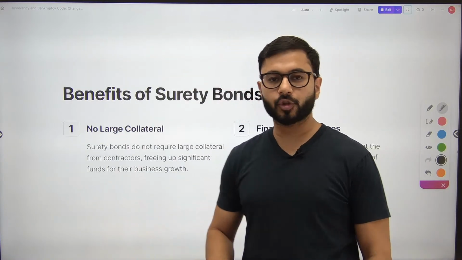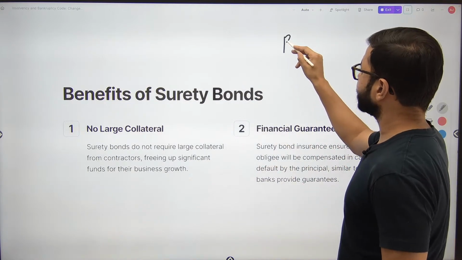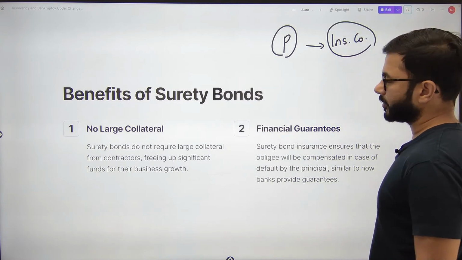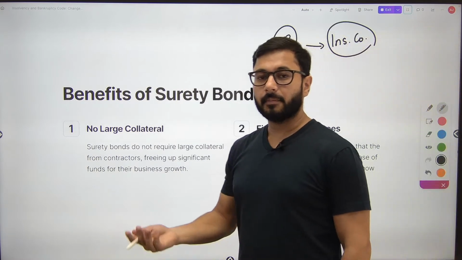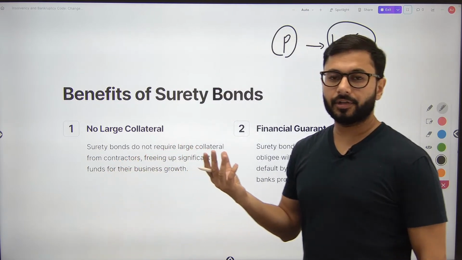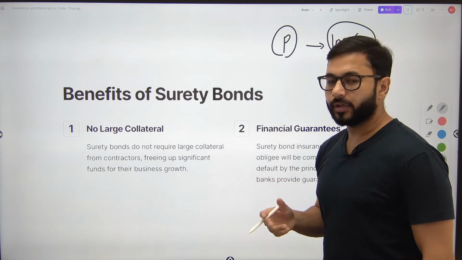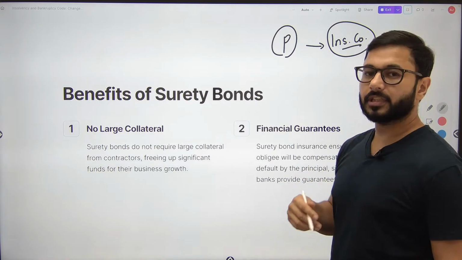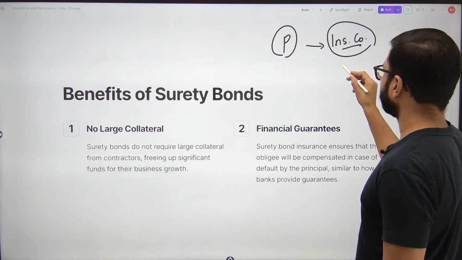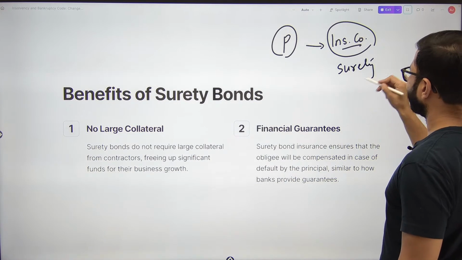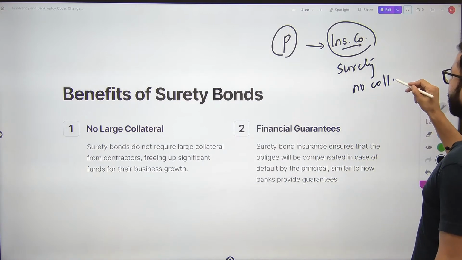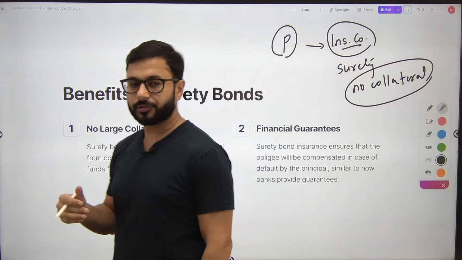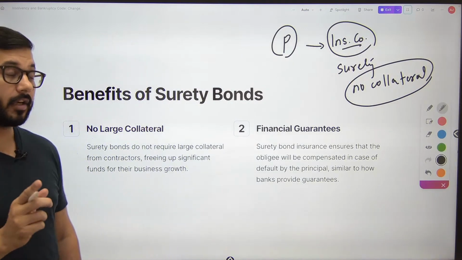आगे आते हैं. Benefits of surety bonds. Now you might ask, why is this principal going to the insurance company and not to the bank for this surety? They can also go to the bank, borrow this money and get surety on this as well. They're not going to the bank because it's more expensive than going to the insurance company. Insurance company takes a premium and issues a surety bond providing surety without a collateral. The insurance company is not saying that you give us collateral worth $50 million. The insurance company is not doing that.